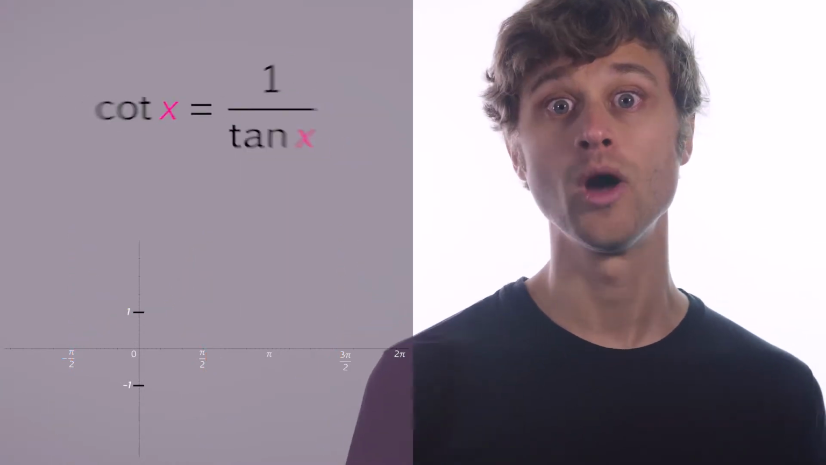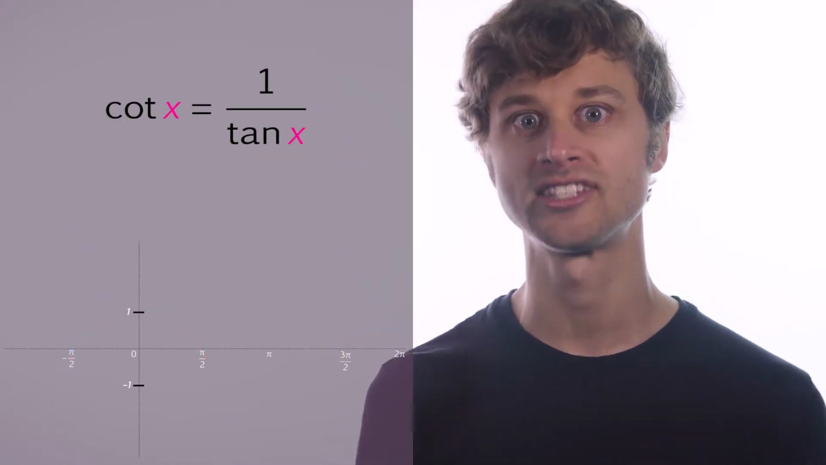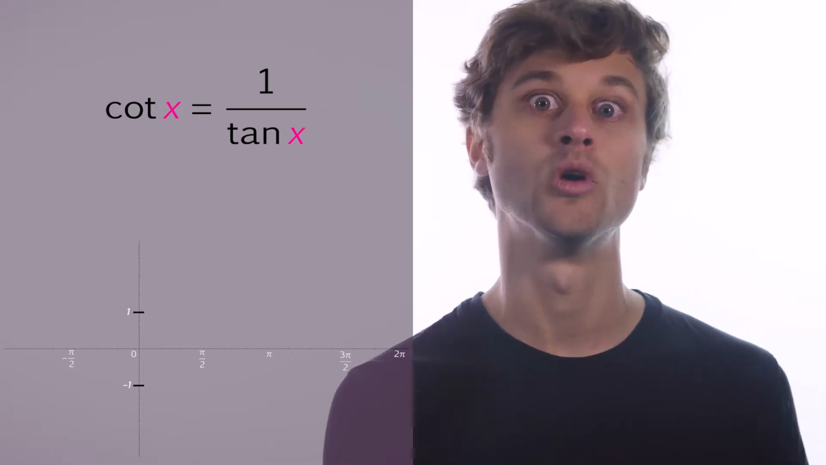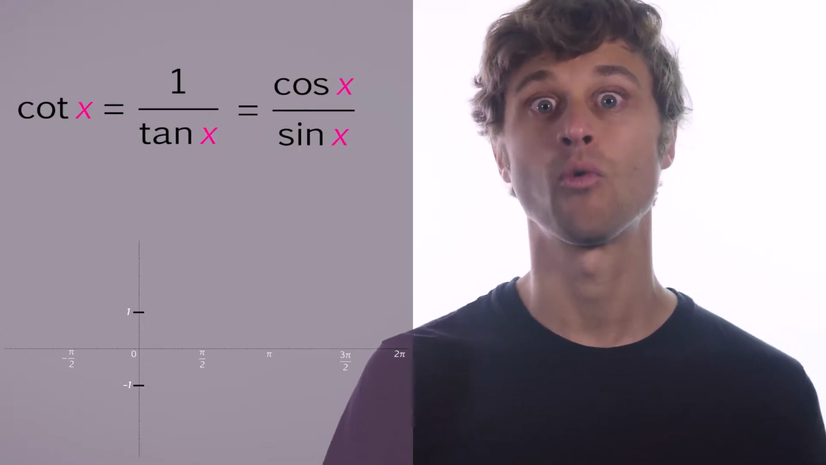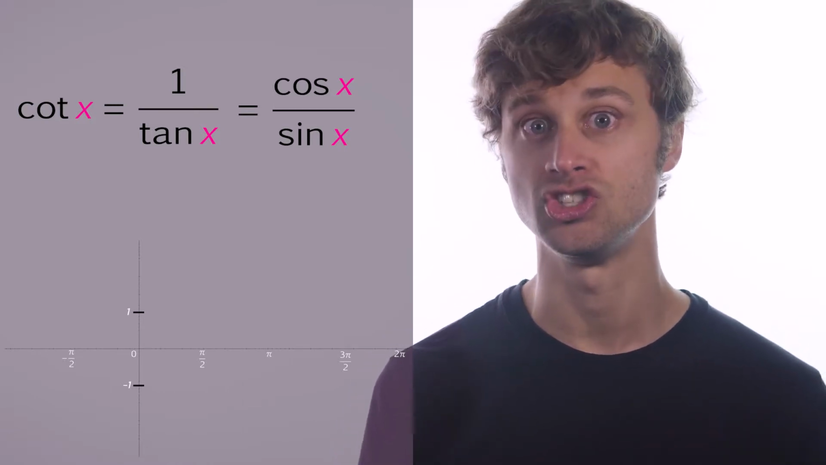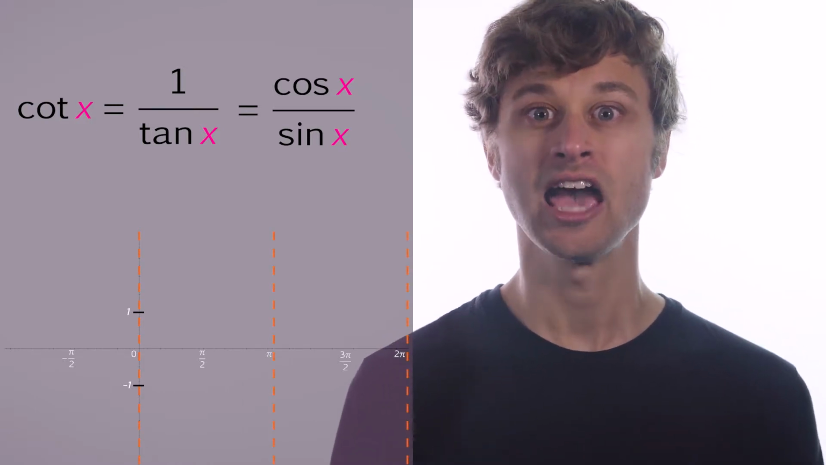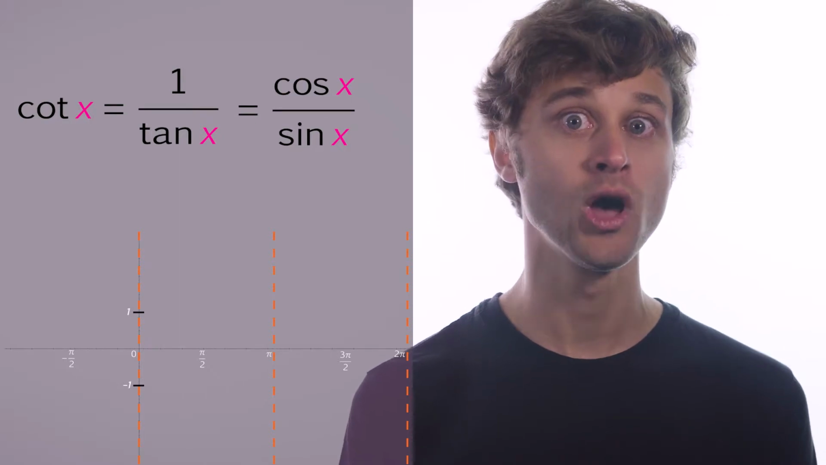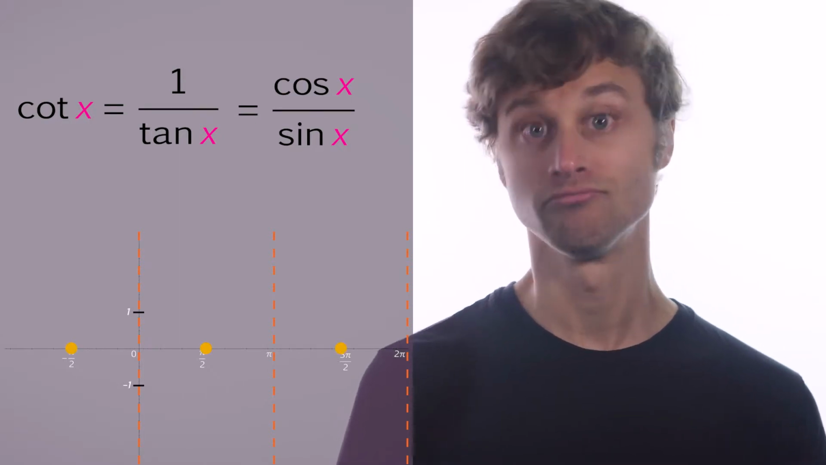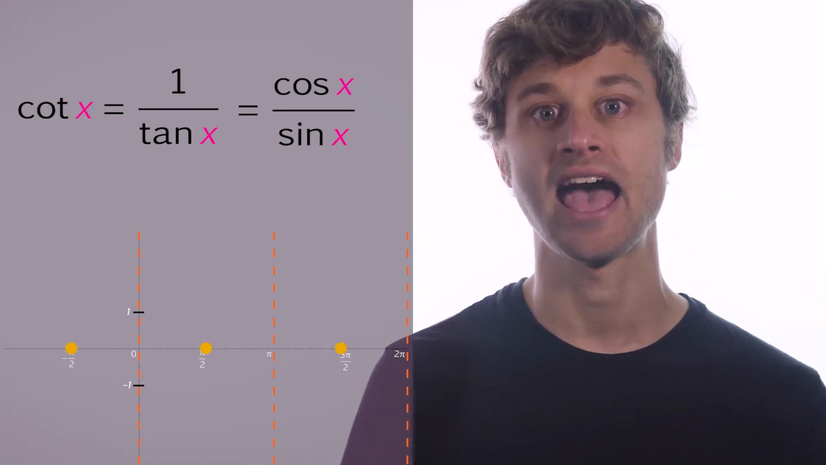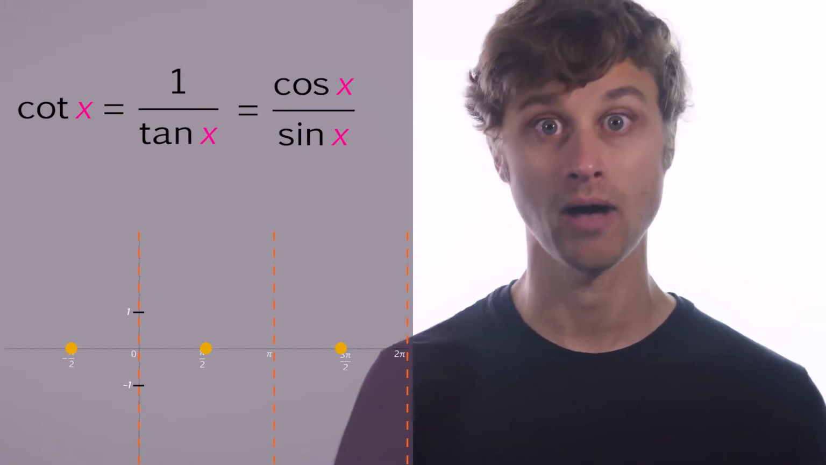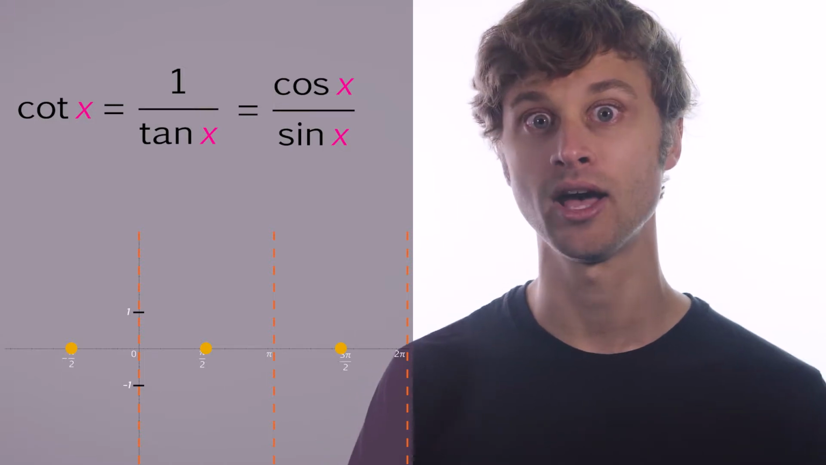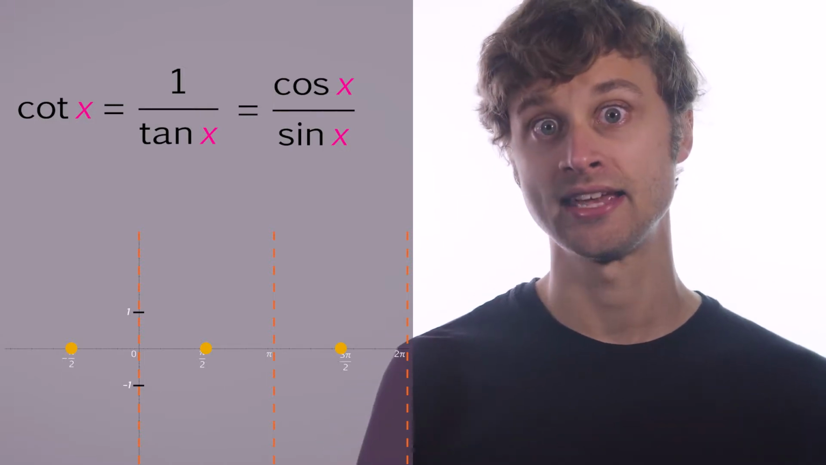What about cotangent? Well, cotangent is just the reciprocal of tangent, so where tangent was sine over cosine, cotangent is cosine over sine. So now, wherever sine is equal to 0, the cotangent will be undefined, and wherever cosine is equal to 0, the cotangent will be equal to 0. We can see now that it has vertical asymptotes at multiples of pi, so 0, pi, 2 pi, 3 pi, 4 pi, etc. It also has a period of pi, like tangent does.